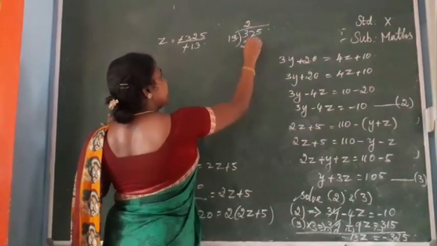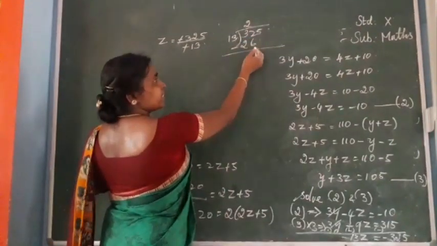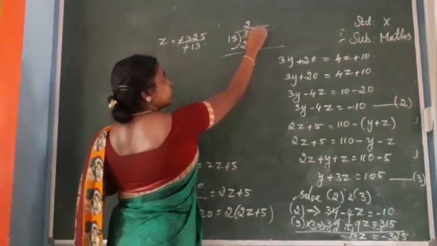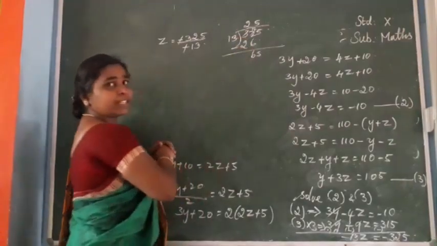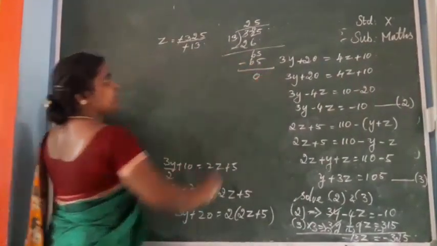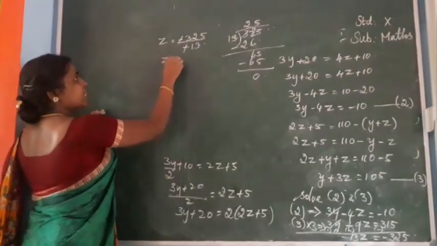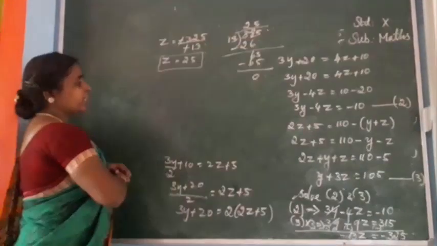So 13, 2 13s are 26. Okay, subtract: 2 minus 6 we cannot, so you borrow, 12 minus 6 is 6, 65. So 5 times 13 is 65. Okay, minus 0. So we got z equal to 25. You have to do it carefully, otherwise we won't get the answer.